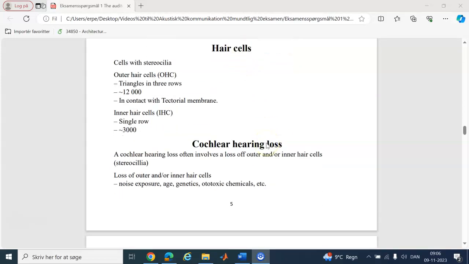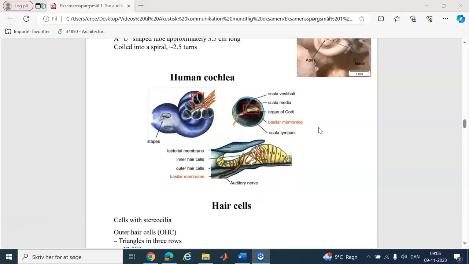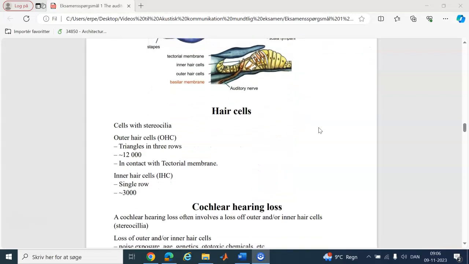And you can say there is some movement of those stereocilia, and then it makes it possible for the auditory nerves to work.